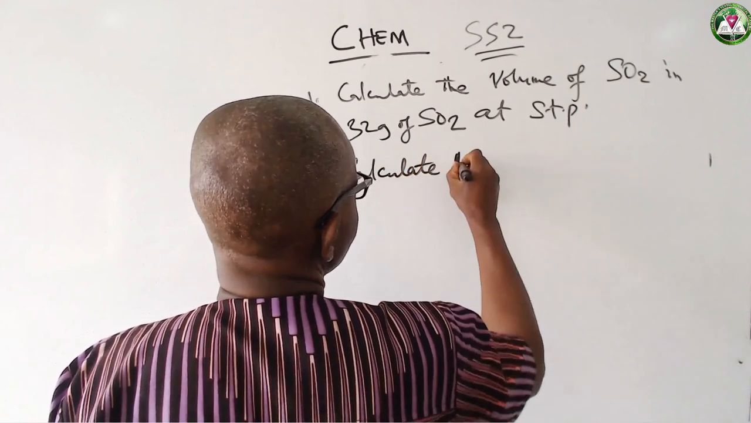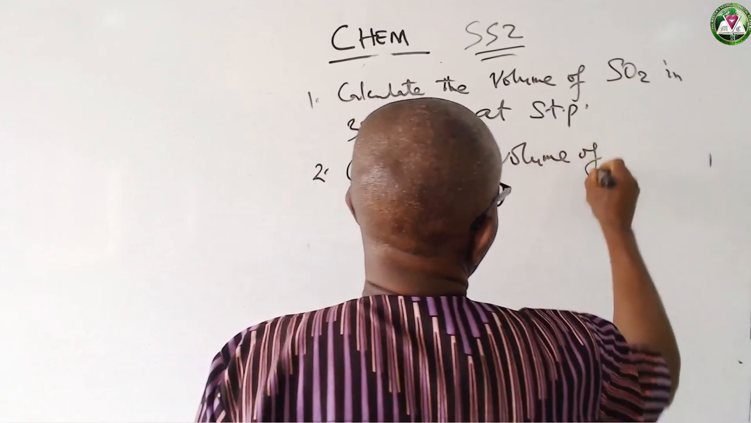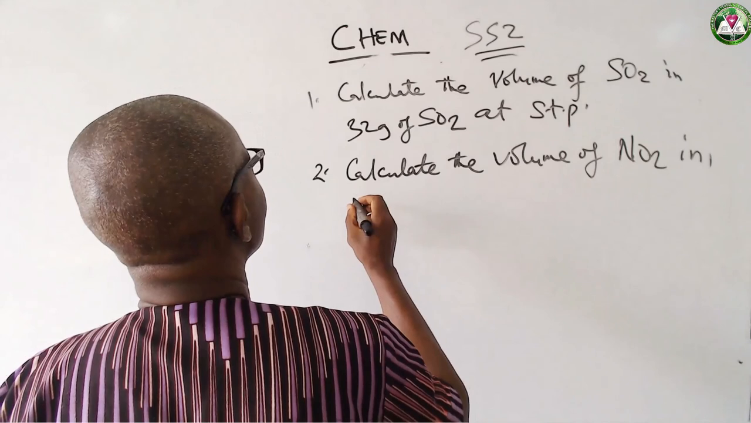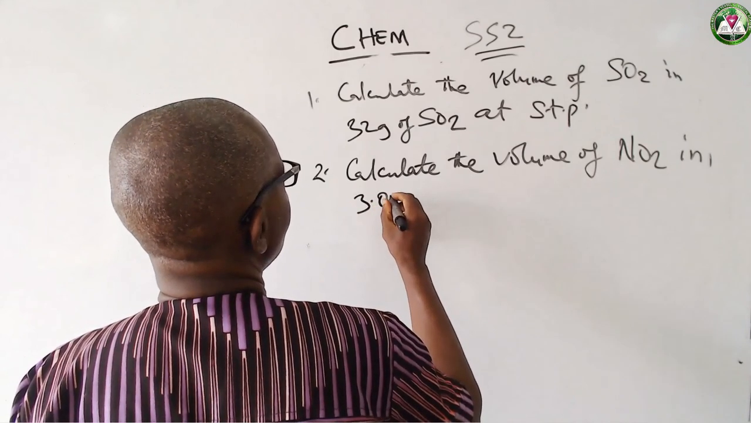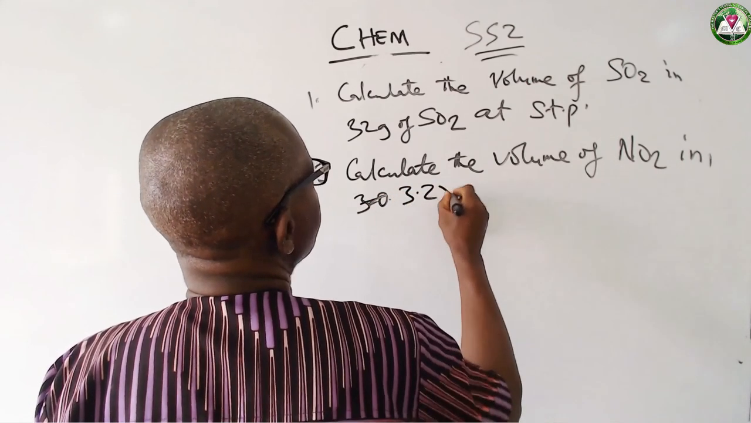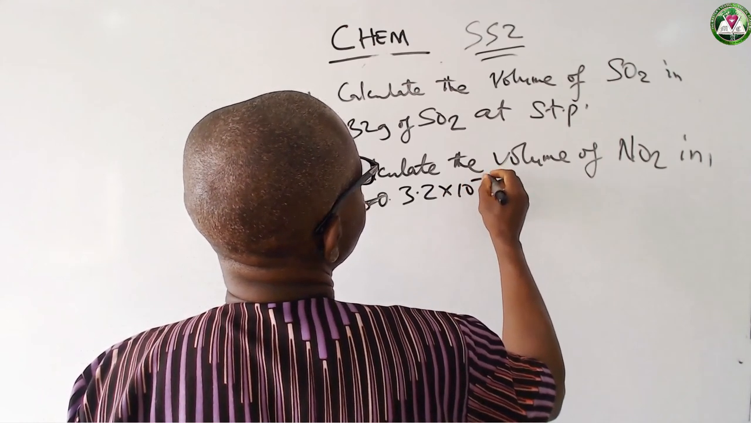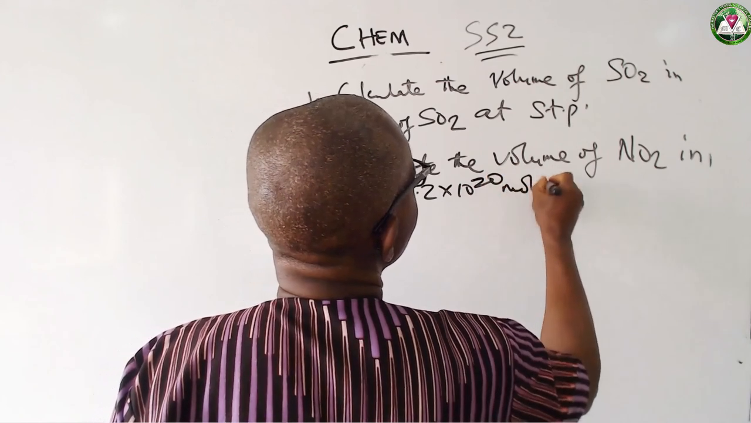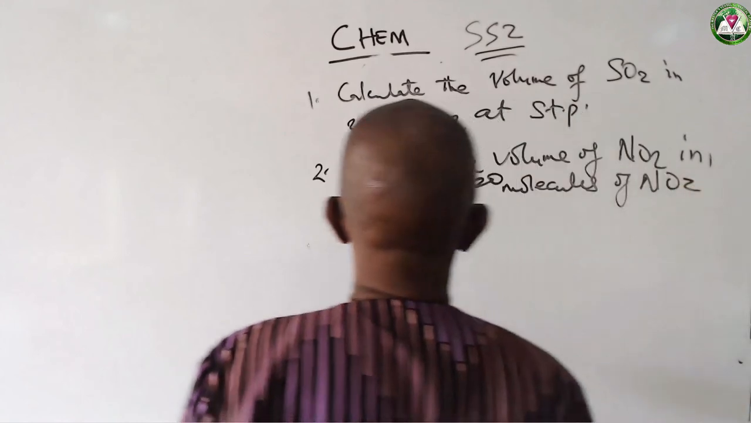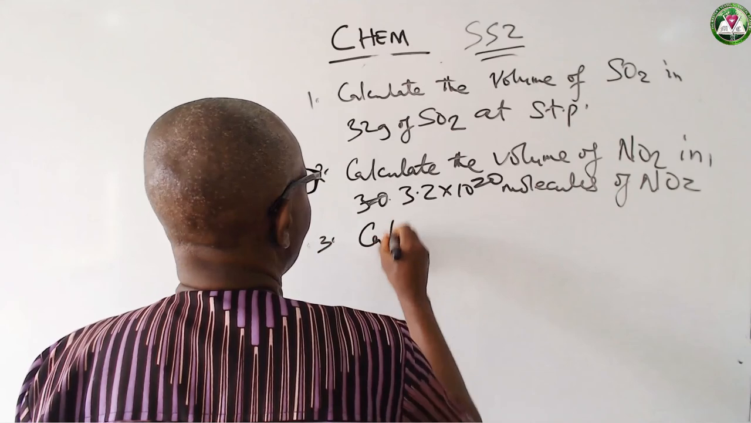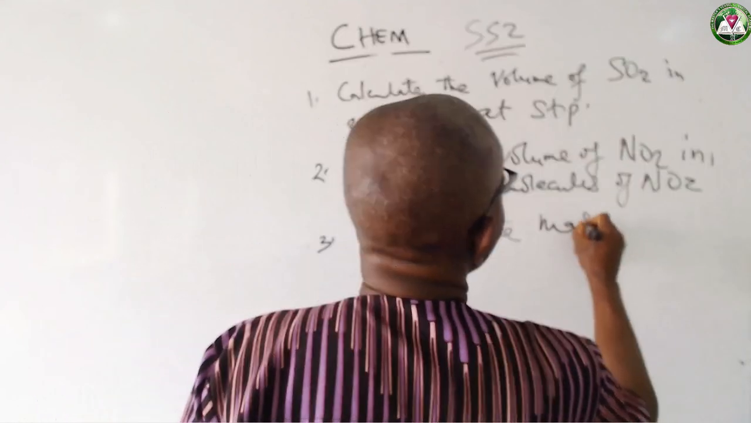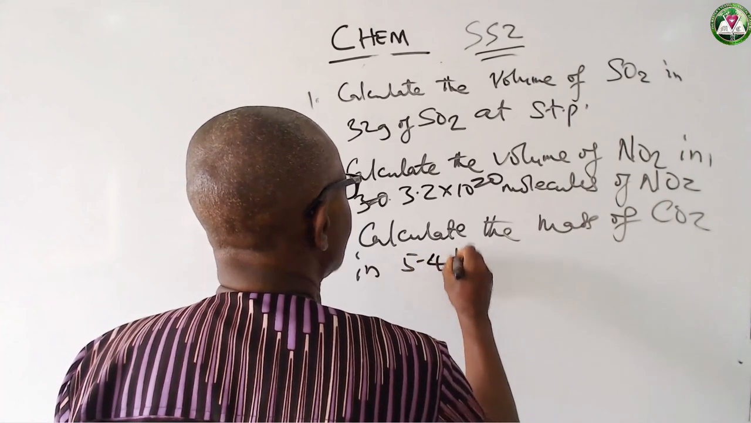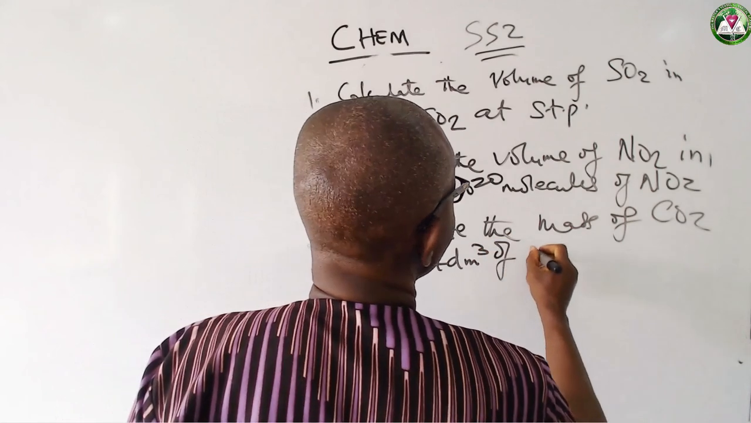Two, calculate the volume of NO2 in 3.2 times 10 raised to power 20 molecules of NO2. Three, calculate the mass of CO2 in 5.4 dm³ of CO2 gas.